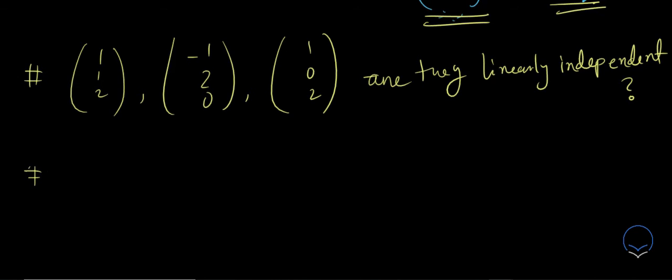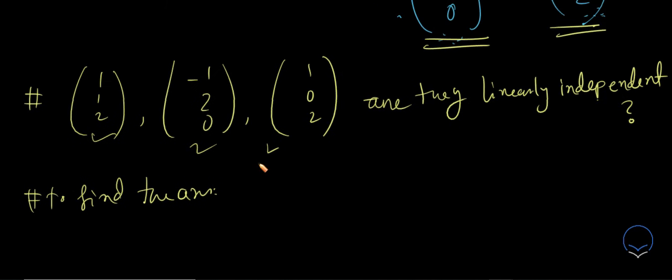To find the answer, we need to take these columns, stack them up to form a matrix, and calculate its determinant. If the determinant is not 0, that means they are linearly independent. If the determinant is 0, they are linearly dependent. So, as I said, stack them up. That means choose this, this, and this. You can choose in any order you want, because ultimately you are calculating the determinant, and it doesn't matter which column comes first or second.